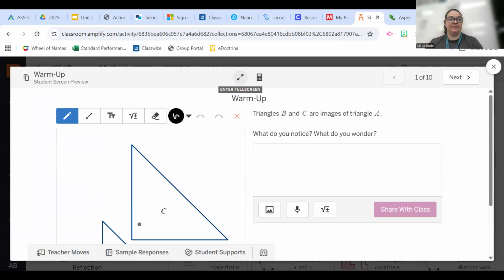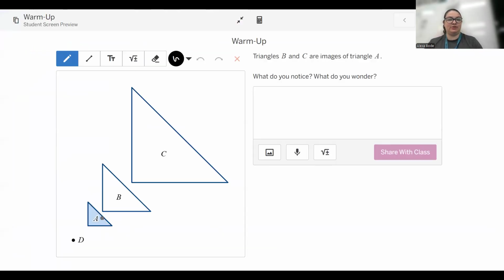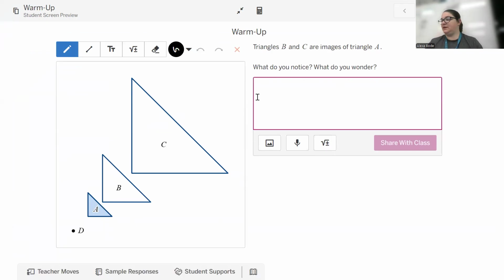So notice we have triangle A, B, and C. Here is point D. Triangles B and C are images of triangle A. So this is the original, this is the pre-image. These two are the image. It says, what do you notice? What do you wonder? So go ahead and fill this out for me.